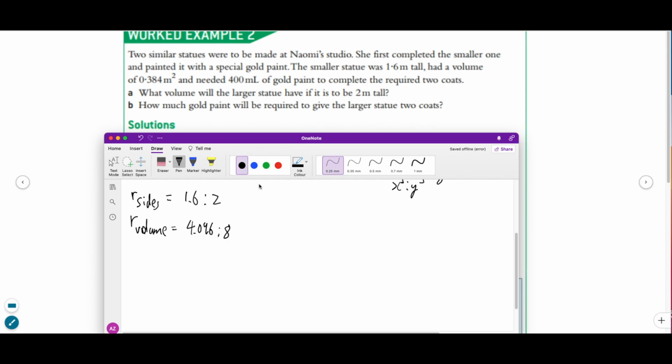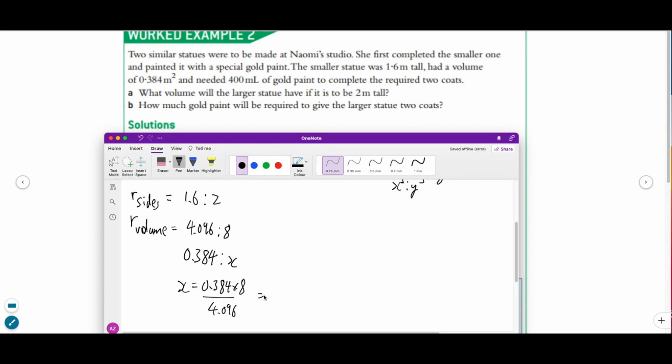Now we have to work out the volume. We want to know the volume of the smaller statue, and it says it has a volume of 0.384 meters. Okay, this is actually a typo. It should be 0.384 meters cubed. For the smaller one, make sure they are aligned correctly. If the smaller one is 0.384, then what should the big one be? Because we already have the ratios, we can just match them and solve for x. So x equals 0.384 times 8 divided by 4.096.